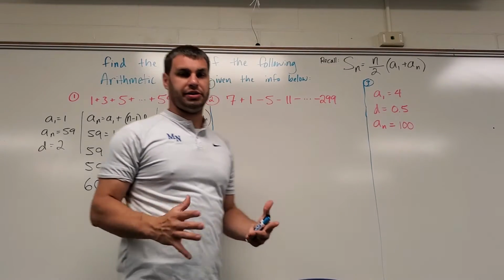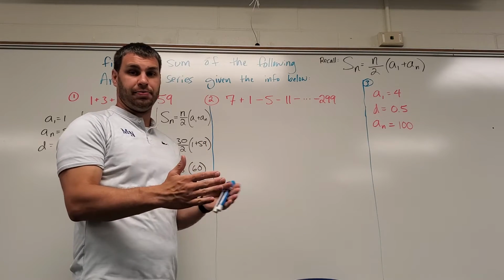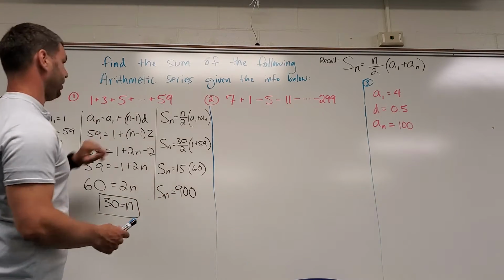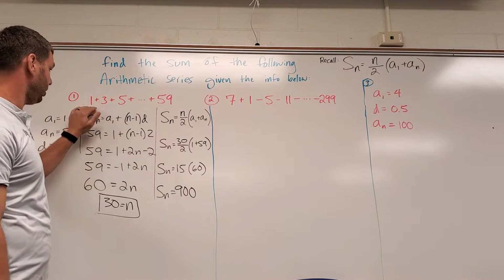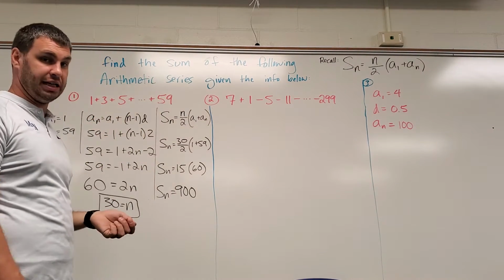All right, guys, I want to do a couple problems here. This is arithmetic series, so that means we're adding all the terms together, and we want to figure out what the sum is going to be given this following information. So, for example, I did one for us. In the first one, we have the series 1 plus 3 plus 5 plus ... plus our last term is 59.